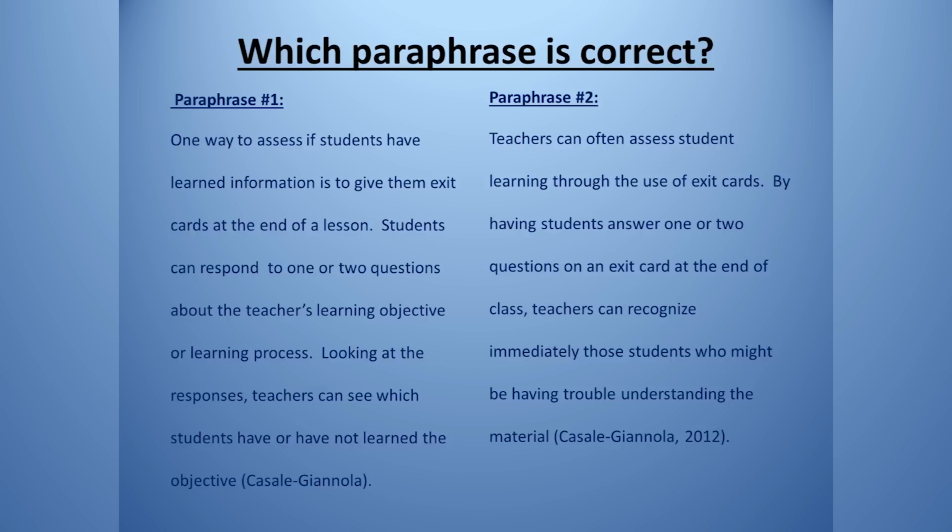Which paraphrase is correct? Paraphrase number 1. One way to assess if students have learned information is to give them exit cards at the end of a lesson. Students can respond to 1 or 2 questions about the teacher's learning objective or learning process. Looking at the responses, teachers can see which students have or have not learned the objective. Paraphrase number 2. Teachers can often assess student learning through the use of exit cards. By having students answer 1 or 2 questions on an exit card at the end of class, teachers can recognize immediately those students who might be having trouble understanding the material.